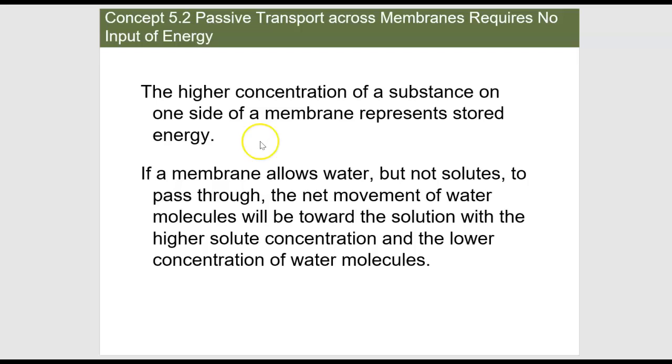So a lot of things concentrated are going to tend to move to some area where they are not so concentrated. Water, however, will do the same. However, one way to look at it is it likes to move toward an area that has a lot of dissolved stuff in it, or solutes.